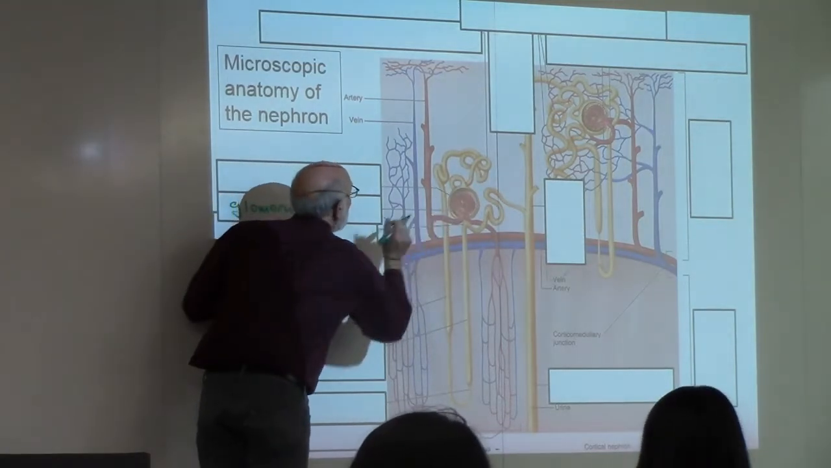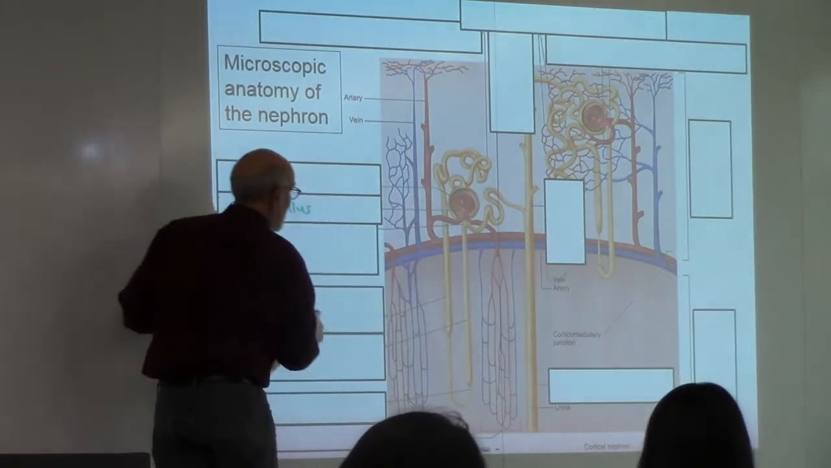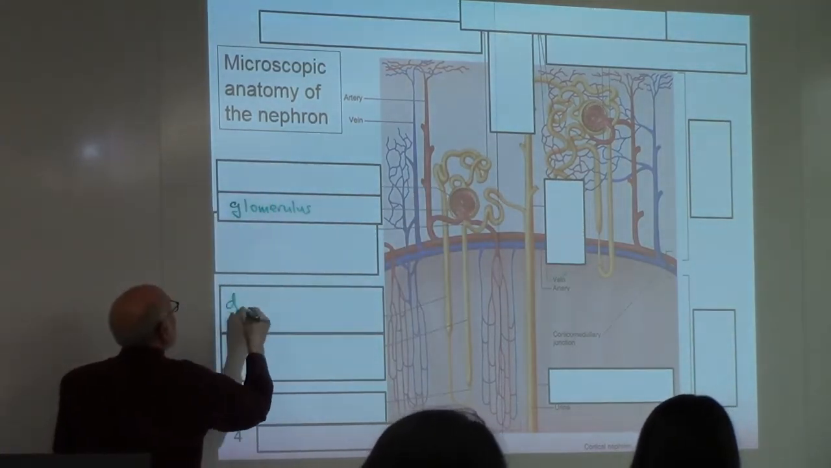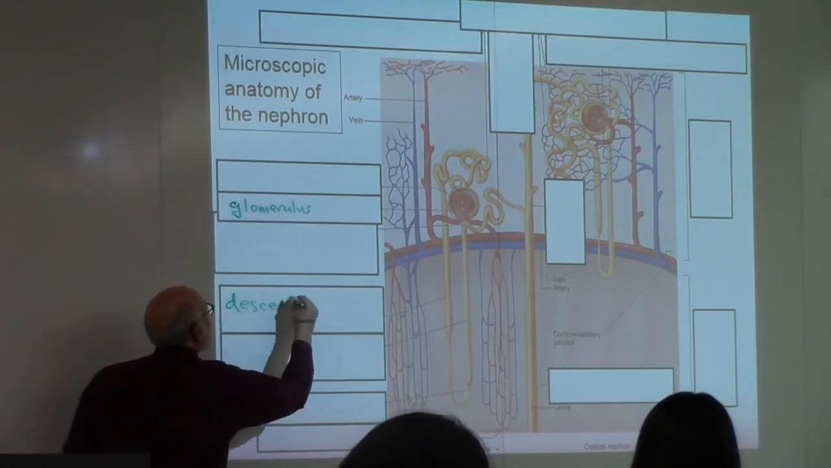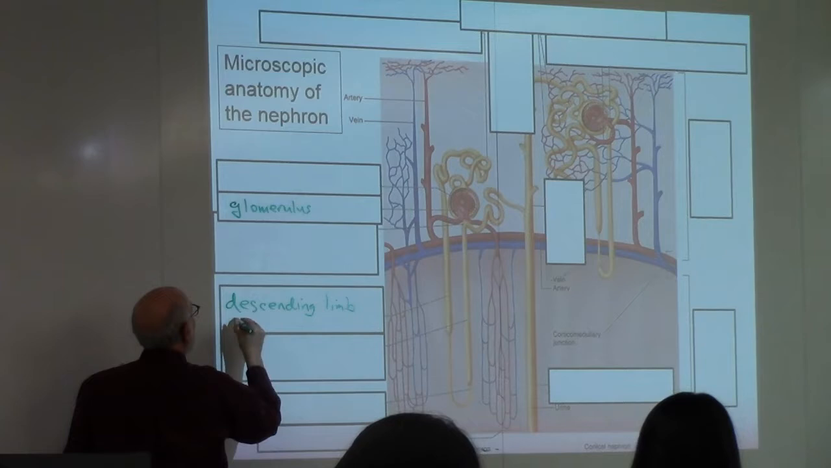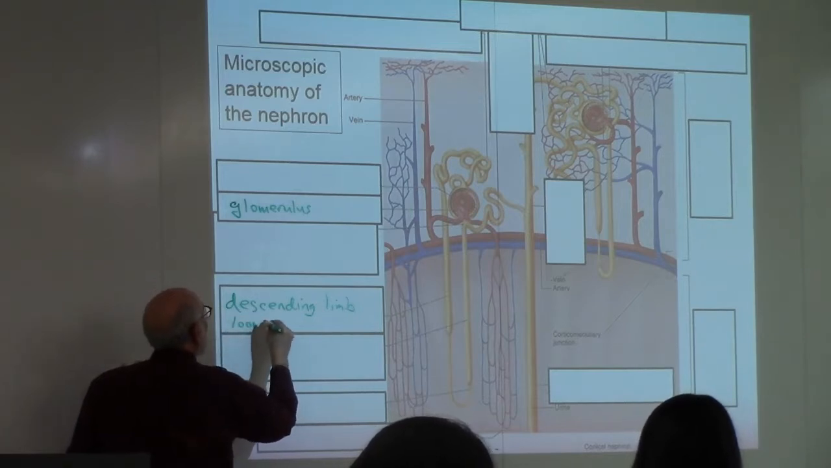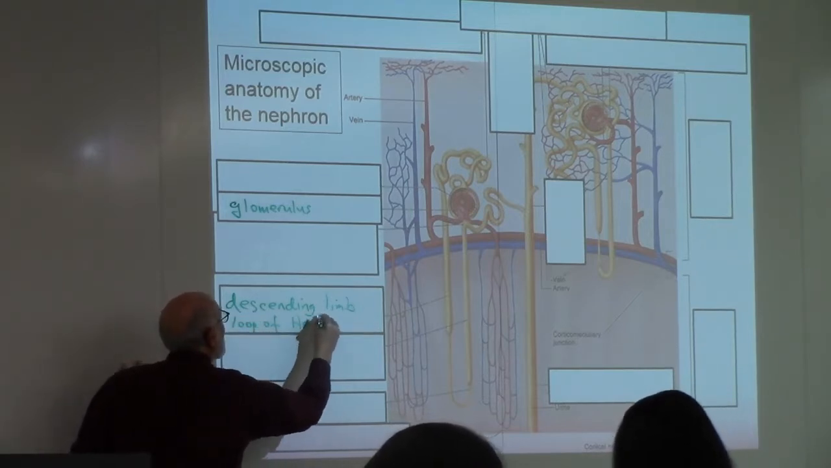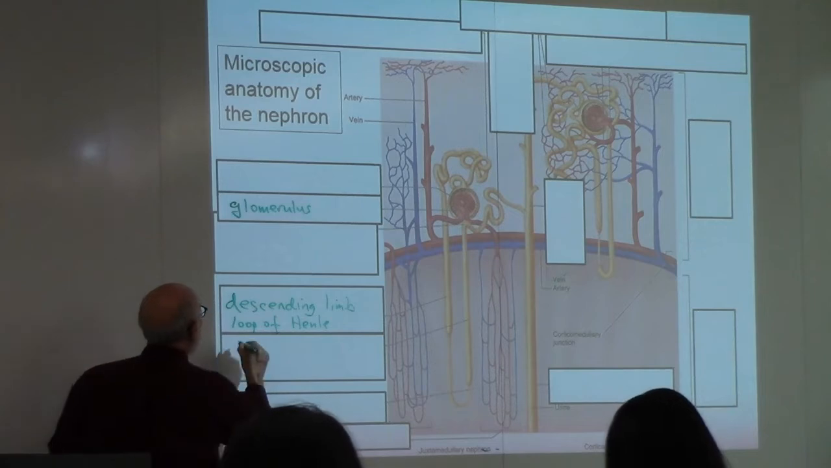So let's just try to follow this. So here's the proximal. This is the descending limb, that's what they call it, limb of the loop of Henle. And this would be the ascending.